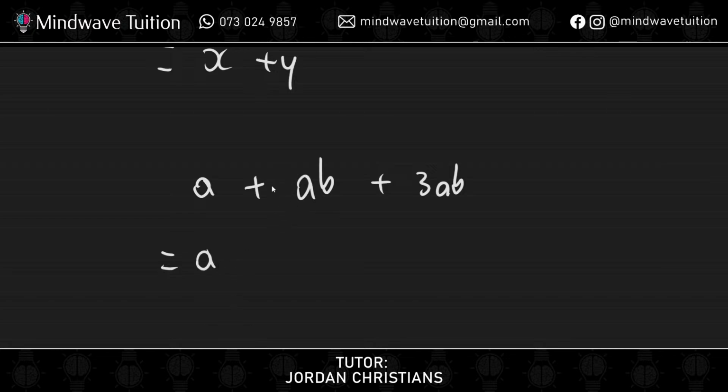So it will be plus AB plus 3AB. Any term that doesn't have a number in front just has an invisible 1. So 1 plus 3 is just 4.